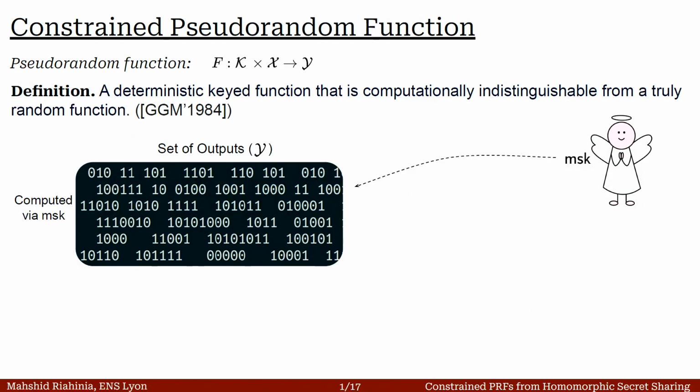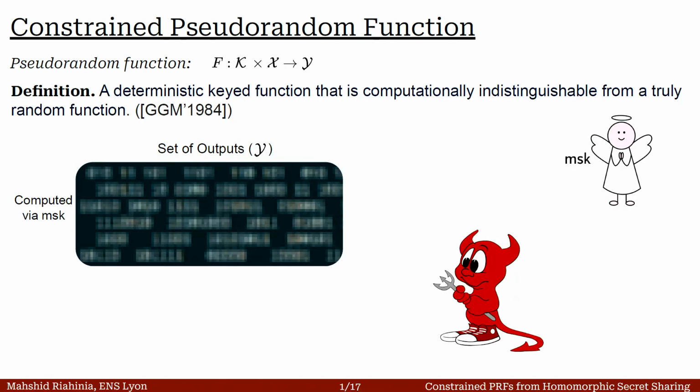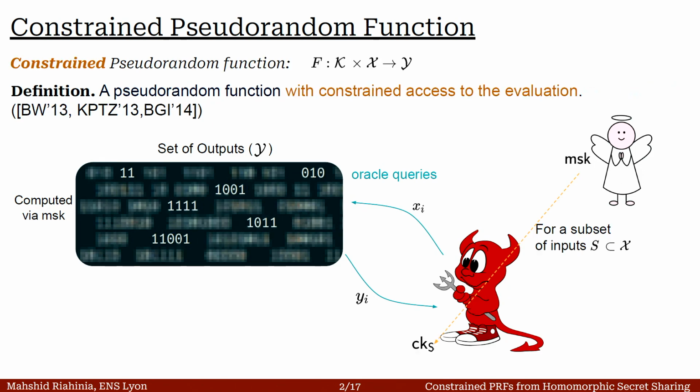So as the title suggests, in our work, we construct constrained pseudorandom functions. I start by recalling what a pseudorandom function is. A pseudorandom function, by definition, is a deterministic keyed function that is computationally indistinguishable from a truly random function. What it basically means is that the set of outputs of such a function is computed by a master secret key. And then from the point of view of an adversary who doesn't have access to this master secret key, it all looks random or blurry. But this adversary can issue some oracle queries to the function to get the output on some inputs of his choice, while learning nothing about the other points.